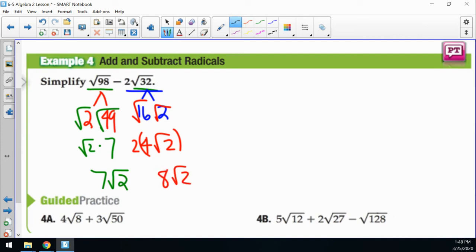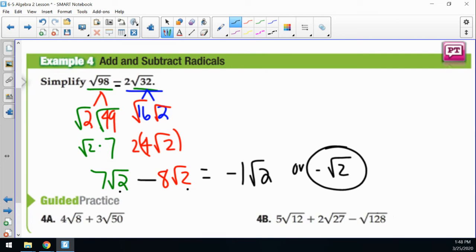And now I'm going to add subtraction in there. So you'll notice square root of 2 and square root of 2. So my answer is going to have a square root of 2 in it. So 7 square roots of 2 minus 8 square roots of 2 is going to be negative 1 square roots of 2, or you could just write it as negative square root of 2. So I get a common radical so that I can add or subtract it.